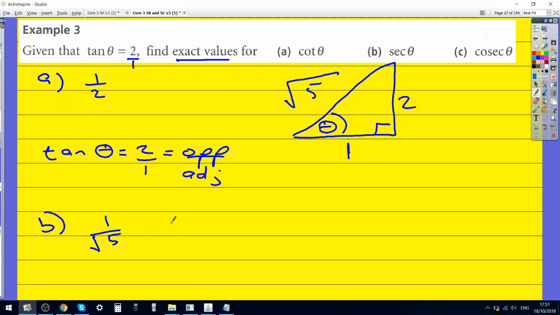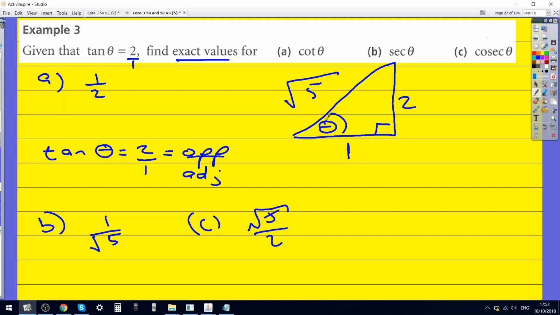And cosecant? Sine is opposite over hypotenuse. Opposite is 2, and the other one is 1. So cosecant would be a half. So opposite over hypotenuse, and so hypotenuse over opposite. Oh shoot, so opposite over hypotenuse is 2 over root 5. Cosecant is root 5 over 2.